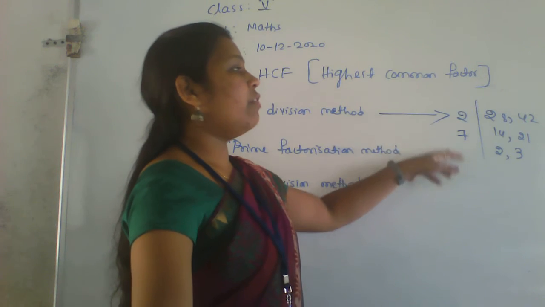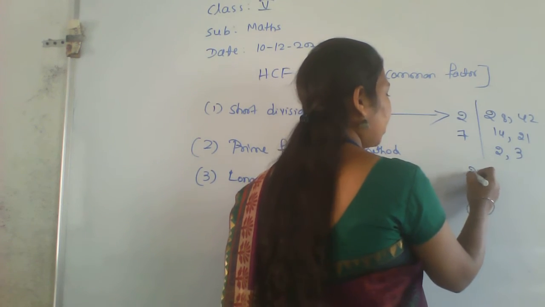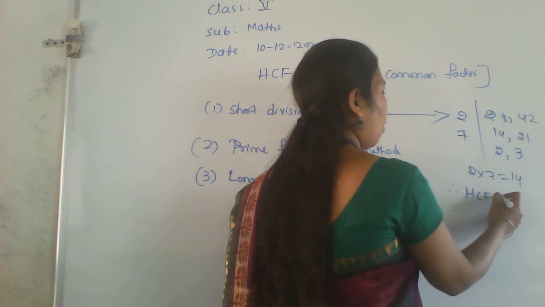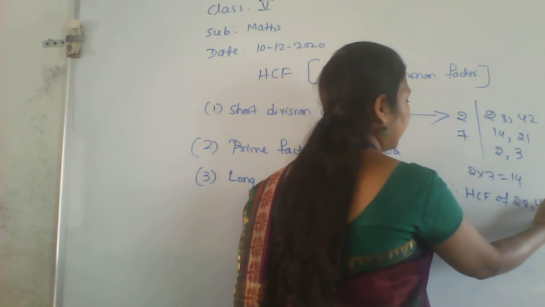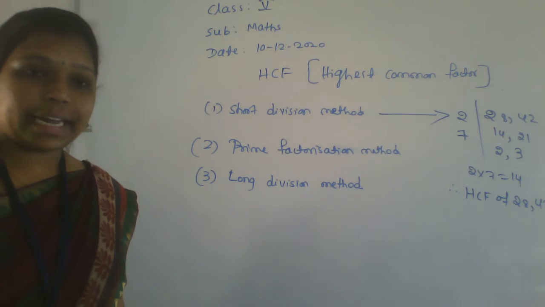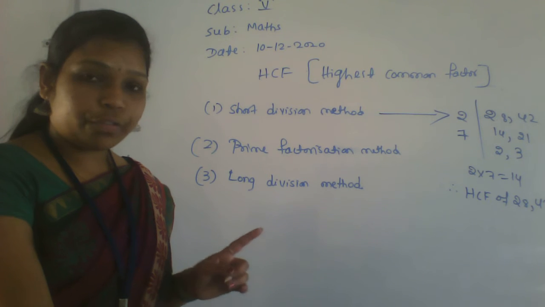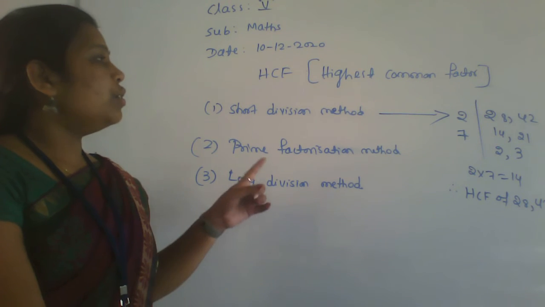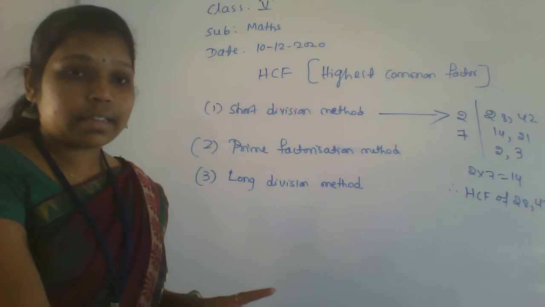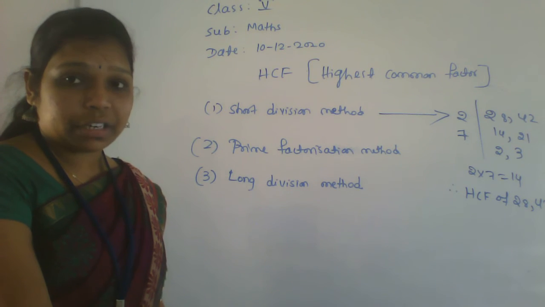So we are left with only 2 and 7. Multiply them: 2 into 7 is 14. So therefore HCF of 28 and 42 is 14. Okay, 7 into 2, 14 is the answer. So this is the short division method. This method is called short division because it will not be a lengthy division.